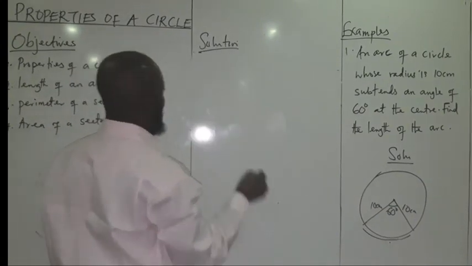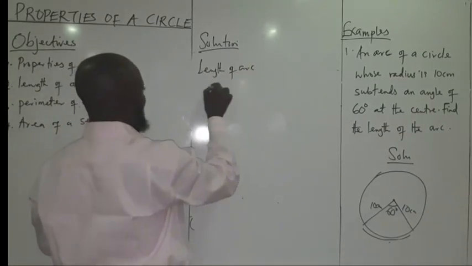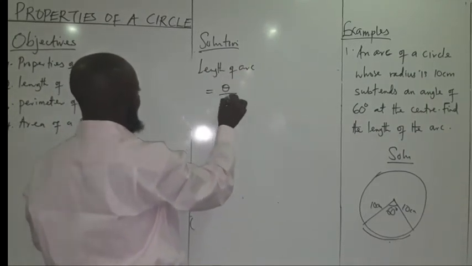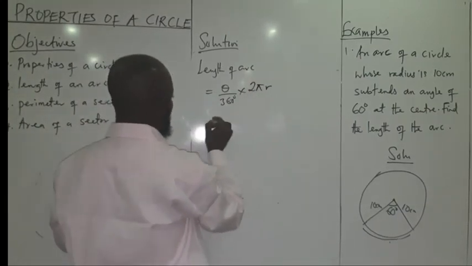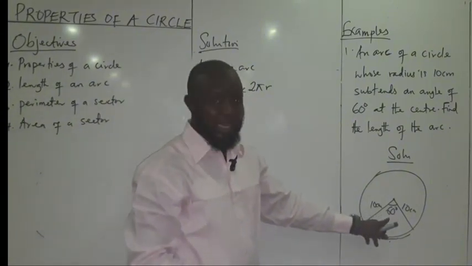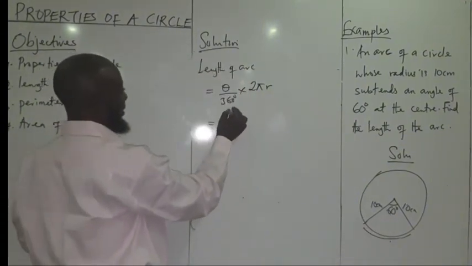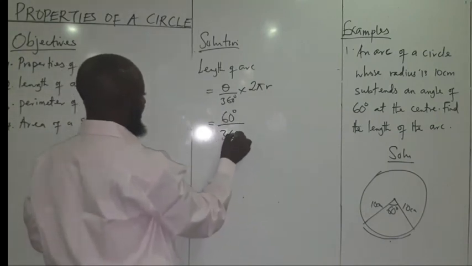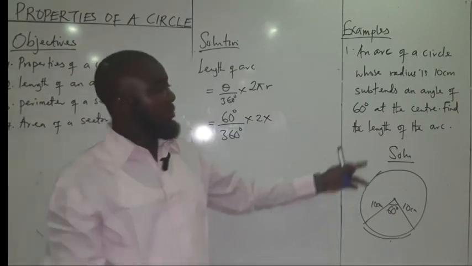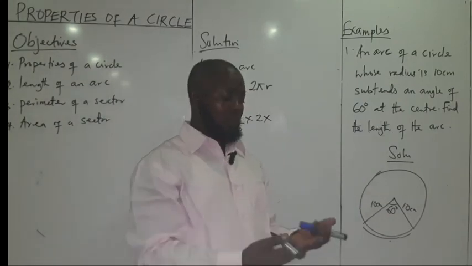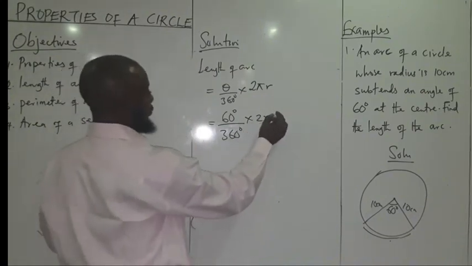So the formula is what? Length of arc, which is what? Theta divided by 360 degrees times 2 pi r. So what is the theta in this case? That's the angle the arc subtends at the center, which is 60 degrees, divided by 360 degrees, times 2 pi. Sometimes the examiner will give you the value of pi: 22/7 or 3.142 or 3.14. Whichever is given, make use of that.